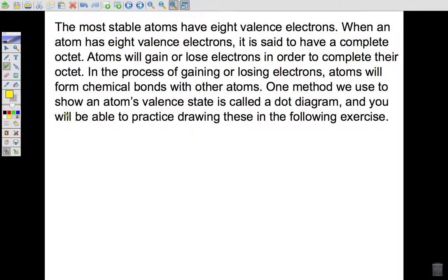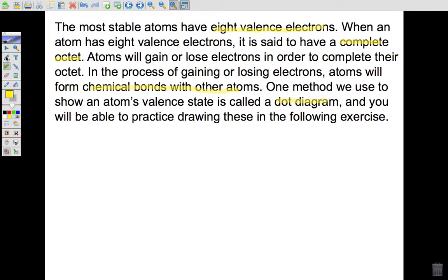The most stable atoms have 8 valence electrons. When an atom has 8 valence electrons, it is said to have a complete octet. There's that octet rule. Atoms will gain or lose electrons in order to complete their octet. In the process of gaining and losing electrons, atoms will form chemical bonds with other atoms. One method we use to show an atom's valence state is called the Lewis dot diagram.